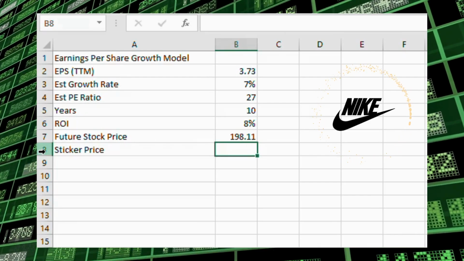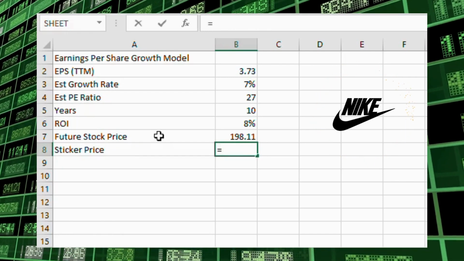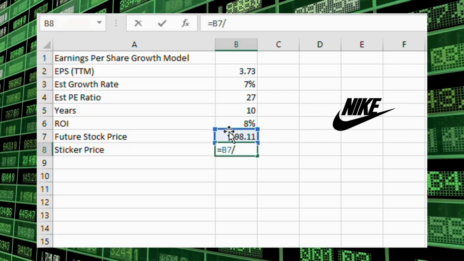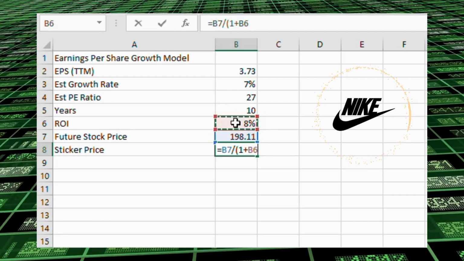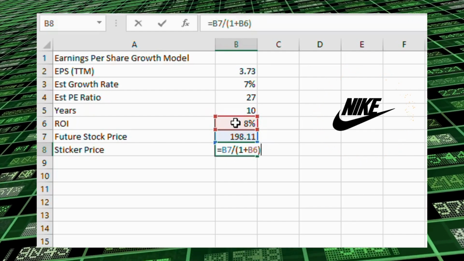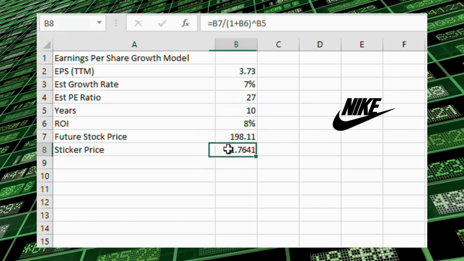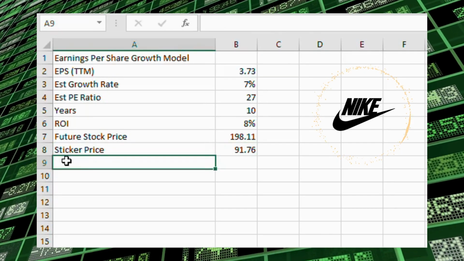Step 8. In A8, label this as sticker price. Use the formula equals future stock price divided by open brackets 1 plus the return rate close brackets raised to the power of the years. This is to discount the future stock price back to the present value, using a desired rate of return, typically 15%, but for this example we are using 8%.